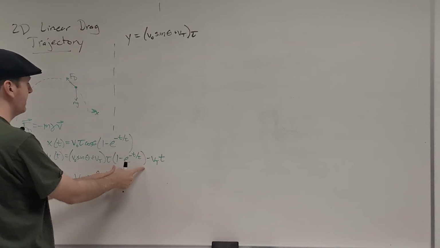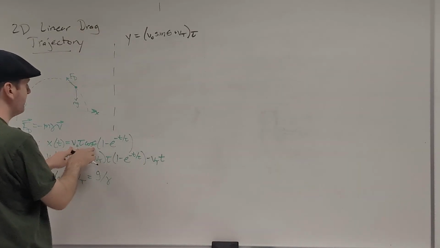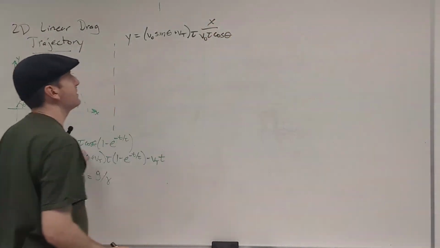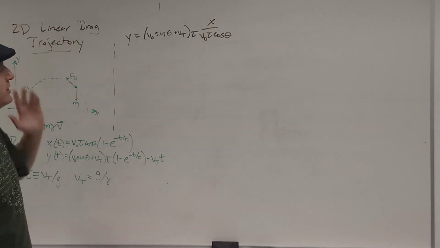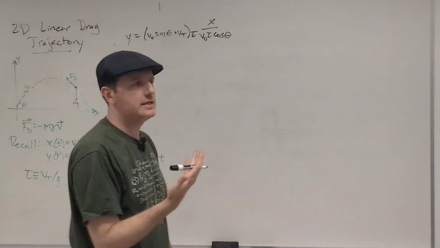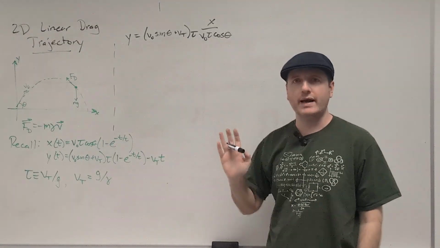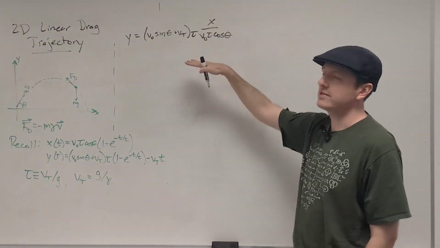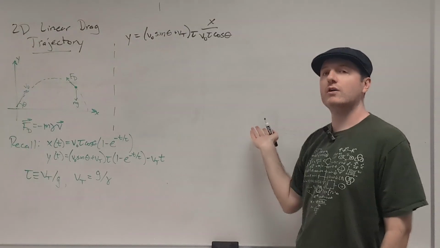Notice that this whole thing in parentheses will just be x divided by v0 tau cos theta. Okay, so that first part's not so bad. I'm going to get something linear in x. We even saw that with the standard parabola that doesn't have any drag, that there's always going to be a term that's linear in x to start with. And then there was a quadratic term.